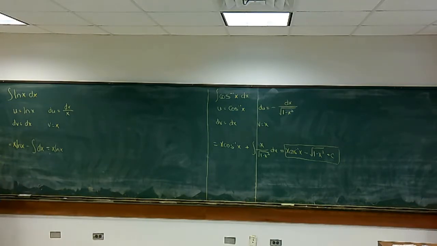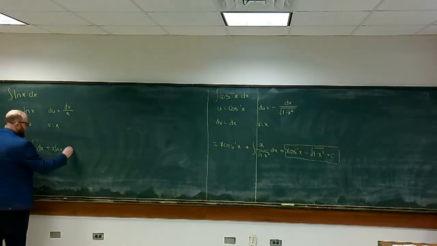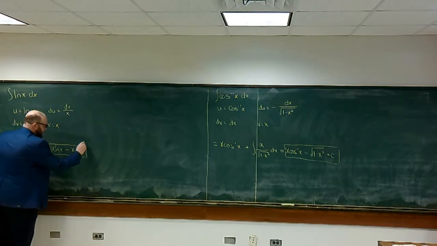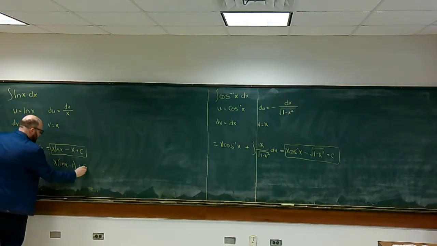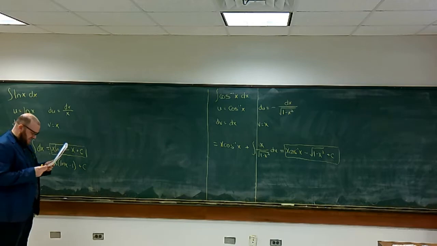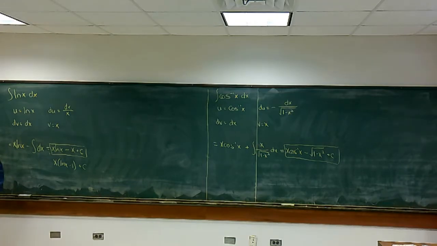So it's the antiderivative of just dx. Just x. x log x minus x. Or you may see it written as x times the quantity of log x minus 1. Good so far.